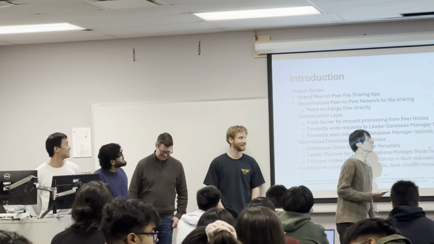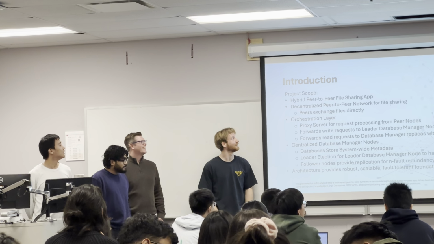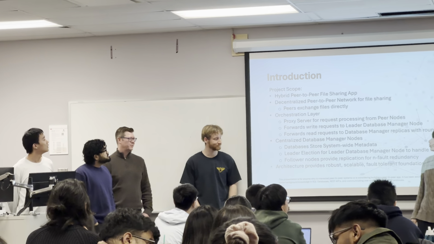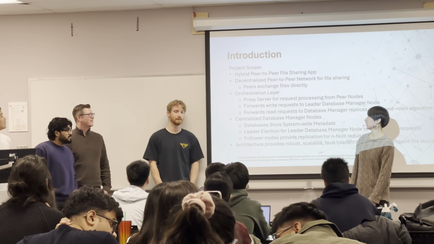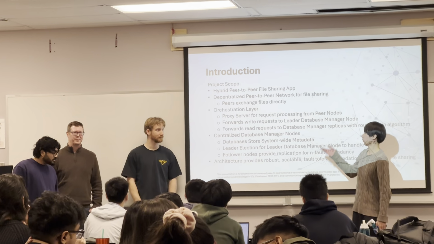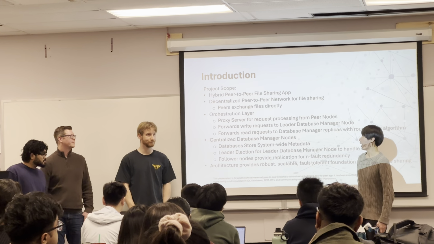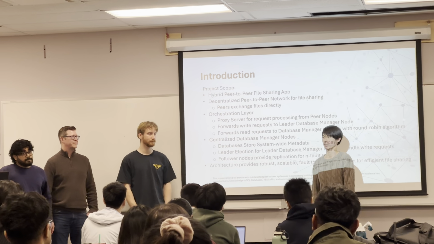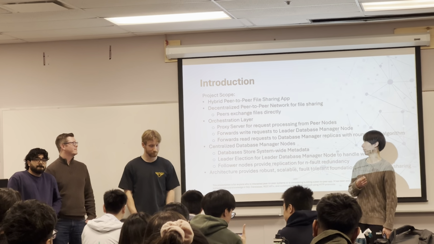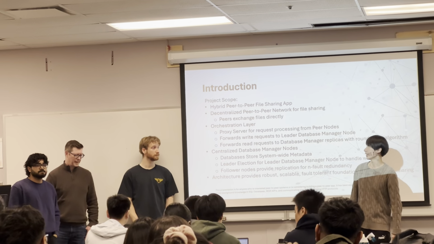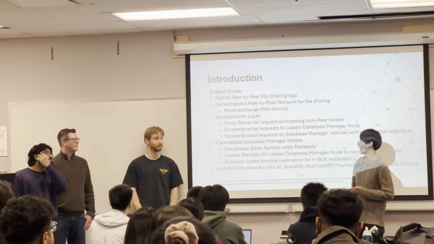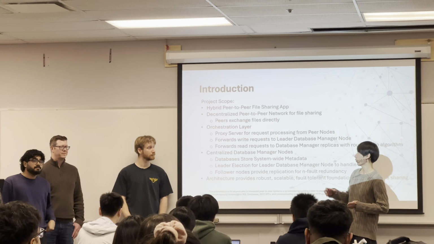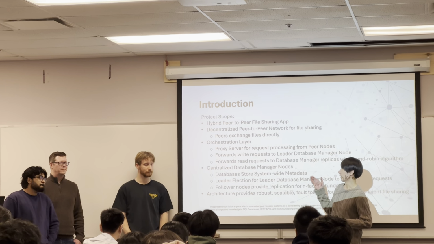Overview about baby peer-to-peer. So peer-to-peer is a hybrid peer-to-peer file share system. So what does hybrid mean? We have a decentralized peer-to-peer network for file sharing, and we also have a centralized database for storing file metadata. And between those two layers, there is an orchestration layer that will handle the requests between the decentralized layer and the centralized layer.